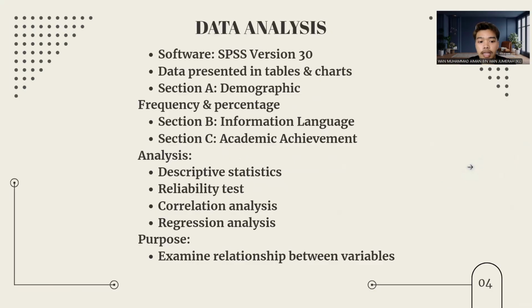So next, we move to the data analysis. The data collected will be analyzed using SPSS version 30. Descriptive statistics such as frequency and percentage will be used to analyze demographic data in section A. For sections B and C, the data will be analyzed using descriptive statistics, reliability test, correlation analysis, and regression analysis. This is to examine the relationship between information language and academic achievement. The results will be presented in tables and charts for easier interpretation and used to draw conclusions and recommendations.